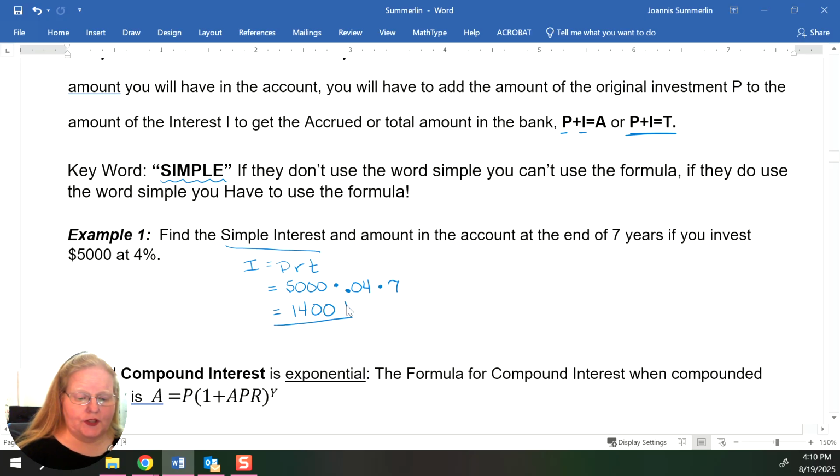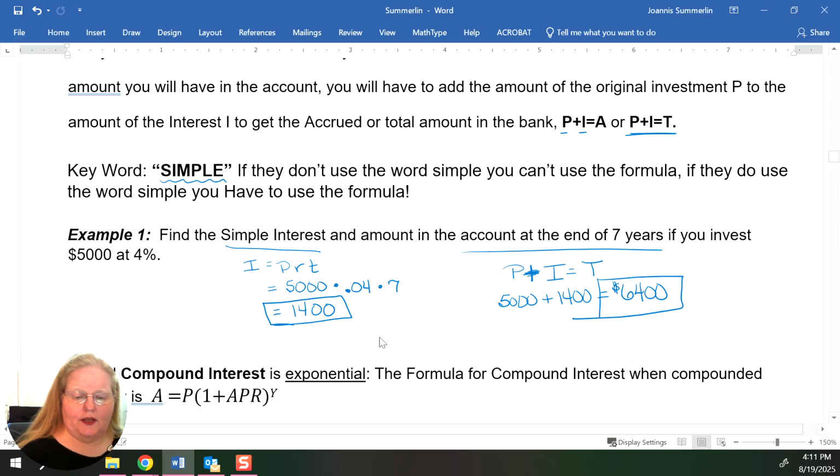This is just the interest. They also want the amount at the end of 7 years. The amount in the account. Not just the simple interest, but the amount in the account. So I have to come over here and do P plus I is equal to T to find the total amount in the account. My P was 5,000. My I, we got to be 1,400. So my total is $6,400. That's how much we have in the account.